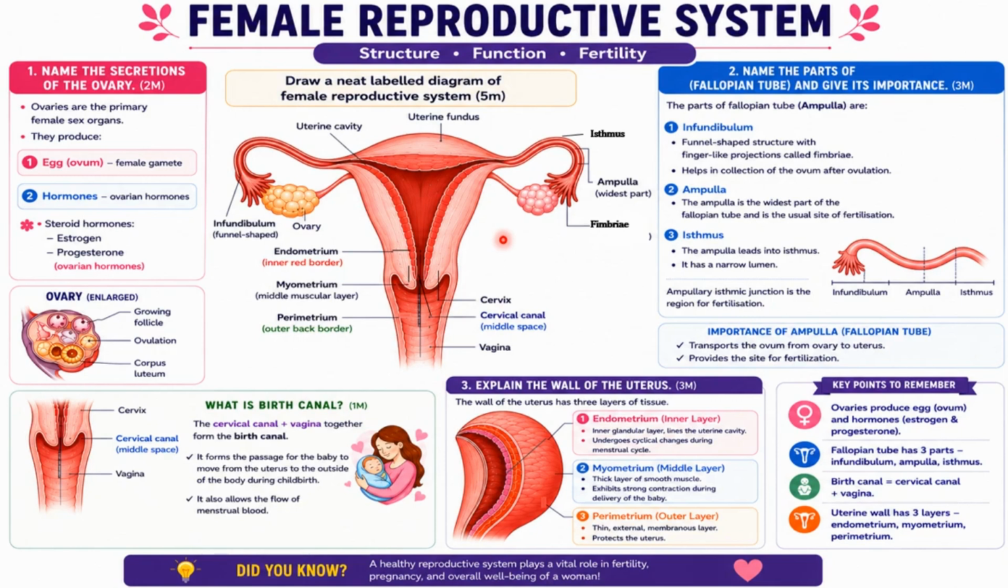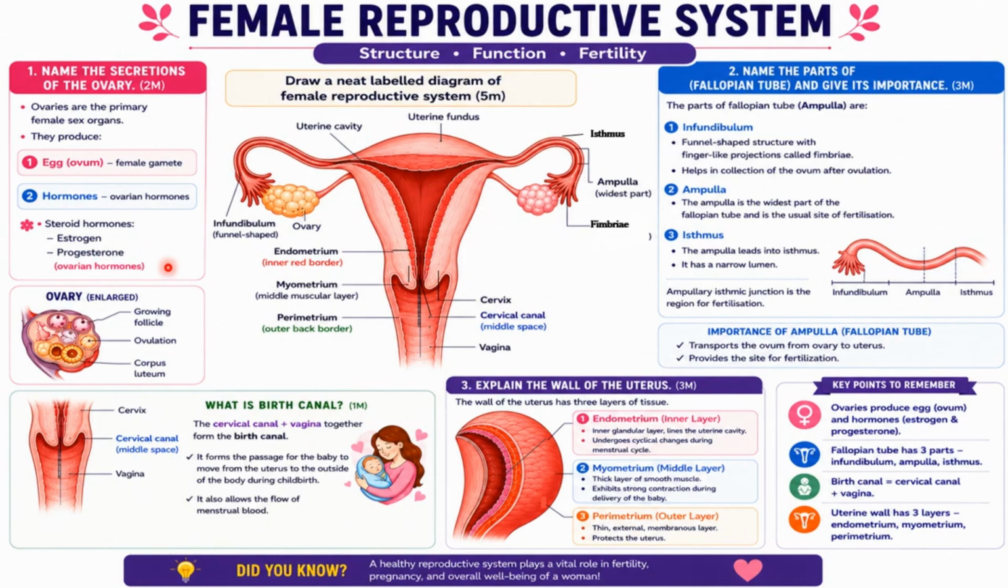The female reproductive system consists of a pair of ovaries. The ovaries are very essential for the production of the female gamete, which is called the ovum. They also produce ovarian hormones, called estrogen and progesterone, which are very essential for the menstrual cycle, pregnancy, and secondary sexual characteristic features.